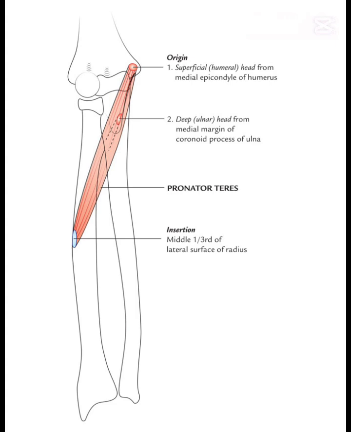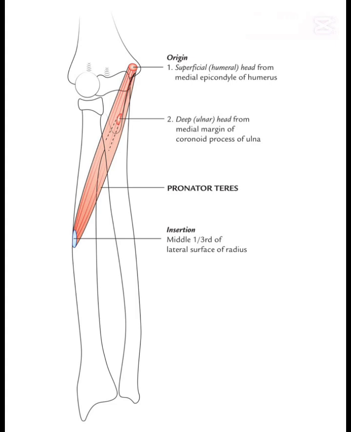So you see the picture, I'm giving you the picture, coming from the what? As from the superficial head, which is the medial epicondyle. So it passes through the ulnar, also originating from the coronoid process, and is inserting on the lateral surface of the radius. You get it now? So Pronator Teres, coming from the humerus and the ulnar, inserting on the radius.